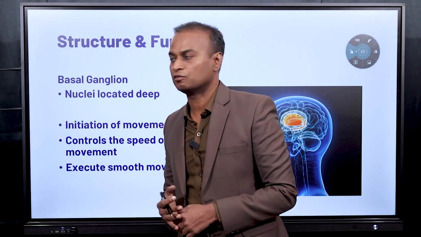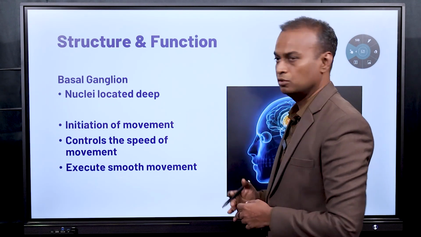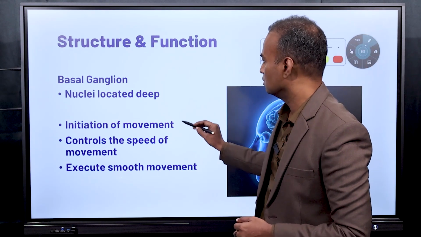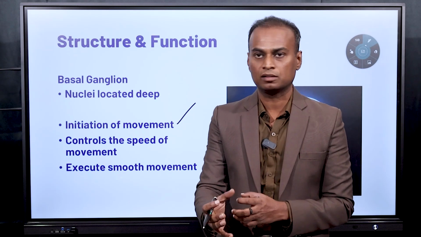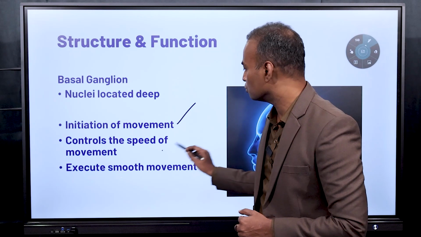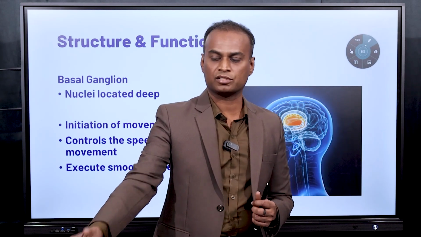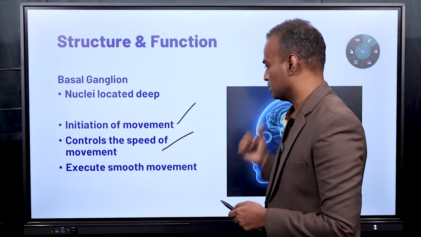So what is the function of this basal ganglia? If it is damaged, what will happen to different types of functions? First one is initiation of movement. To start the movement, basal ganglia is necessary. And also control of the speed of the movements. If I want to take the pen, I cannot move it so fast. I need to control that. So speed of the movements is controlled by basal ganglia.